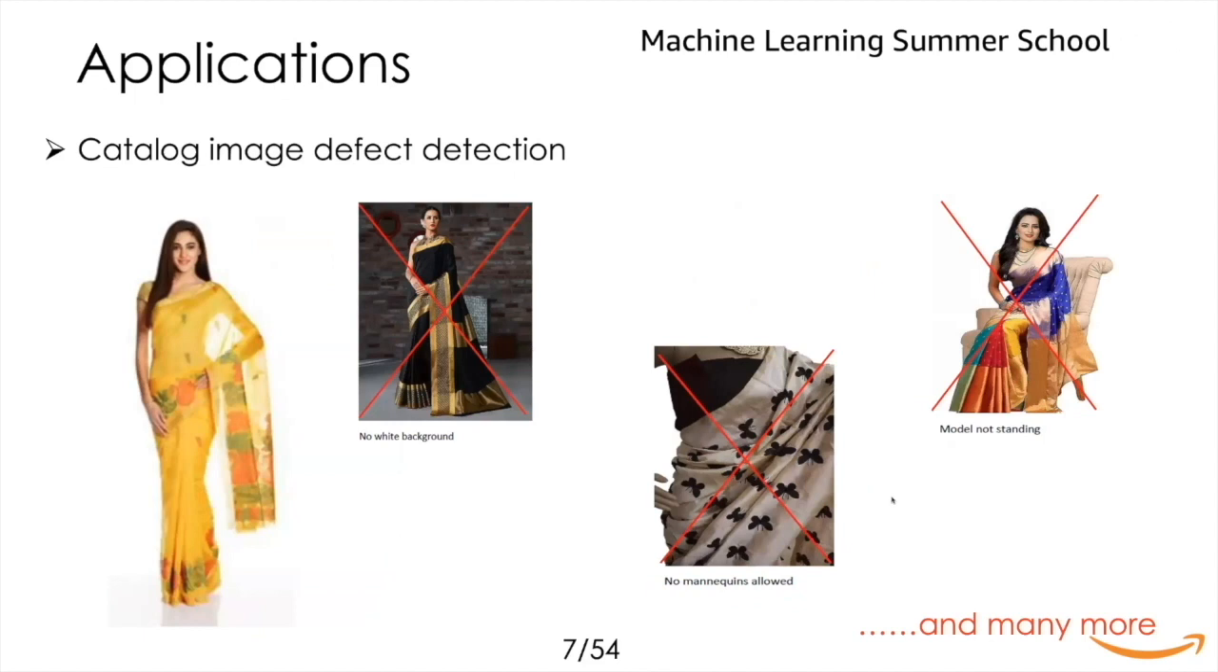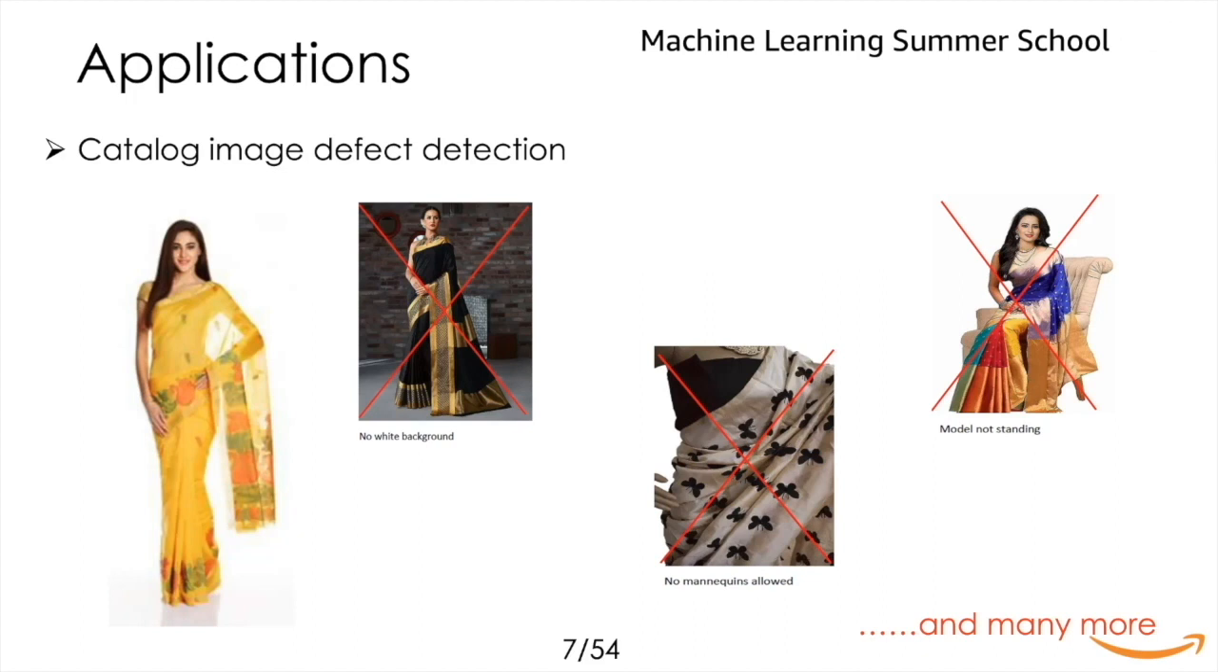And the application that you can see is to detect defects, right? So we have a huge catalog of products at Amazon containing billions of images, and there are some guidelines that we expect sellers to follow when uploading these images. So, for example, this is an ideal image. These images are defective images. This image does not have the required white background. This image has a mannequin instead of a real person, and in this image, the model is not standing. So we need to be able to enforce these requirements.